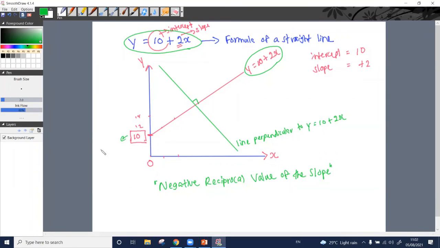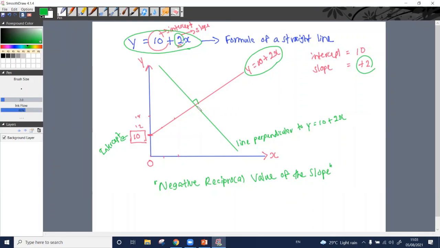This is the intercept, where this line meets the y axis. Slope value is 2. The slope value of the original straight line, the line we drew originally, is 2. The value of b is what we call the slope value. So we need to find the slope value of this new straight line now.